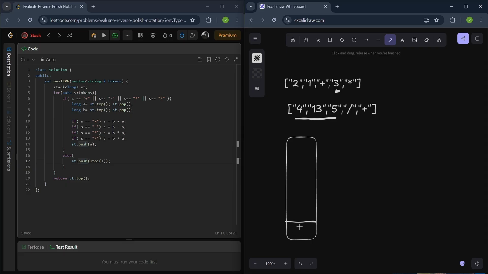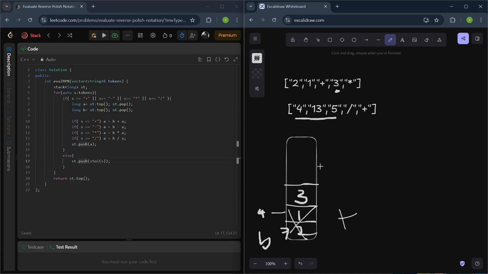First, we enter all the numbers. On coming up with an operator, that is plus, we first look at the top two values. I am going to consider this as A and this as B, or you can consider B and A. It will be much more useful because this number can be greater. Then we do the operation and insert the answer back into this stack with the push operation.